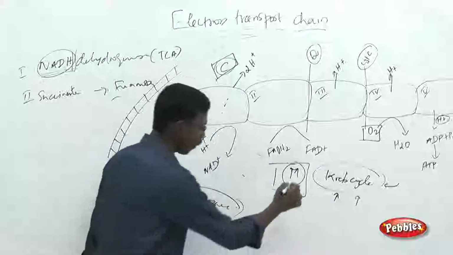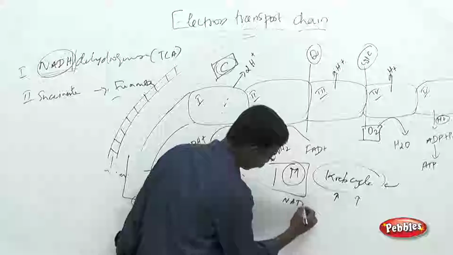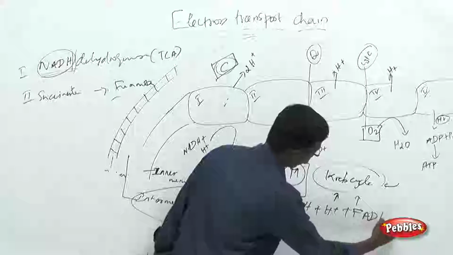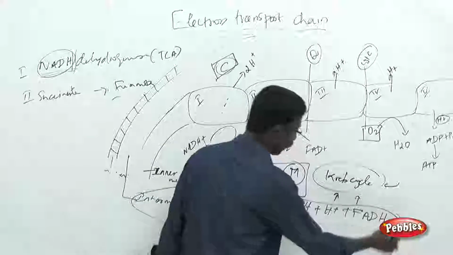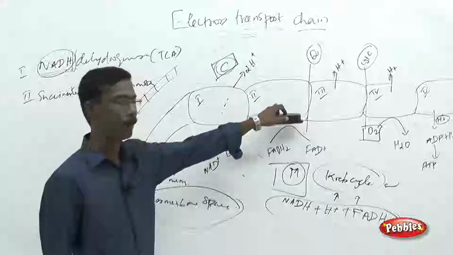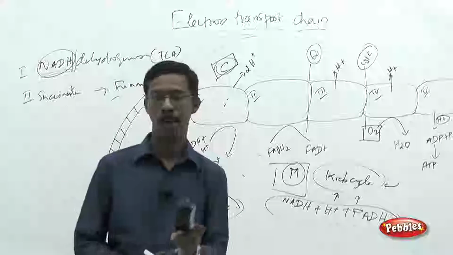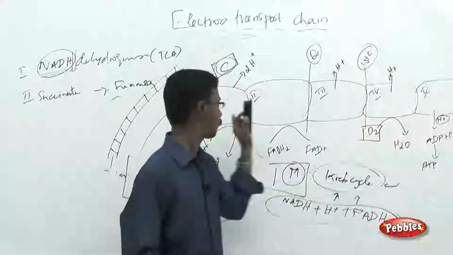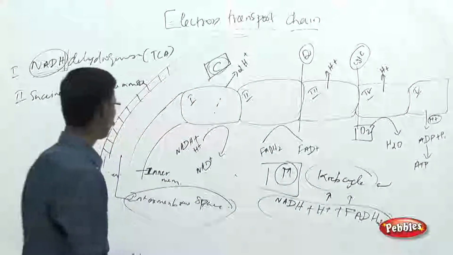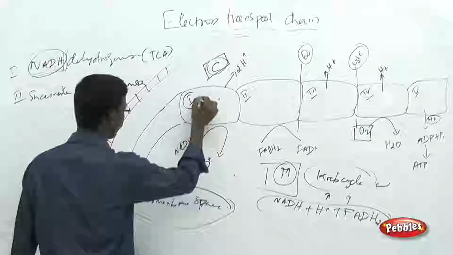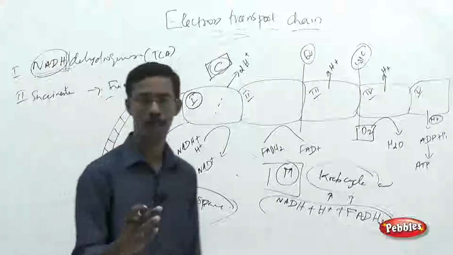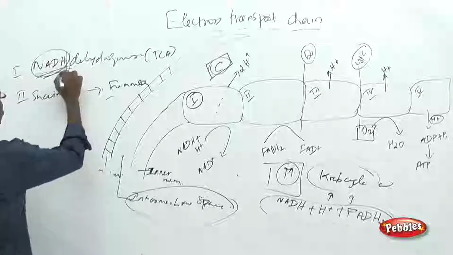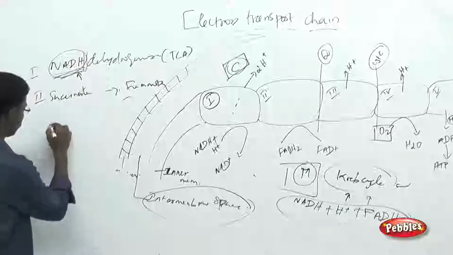The point to remember is that from the matrix side, the major products, as I told you, are NADH, protons, and FADH2 molecules. Everything is going to enter the electron transport chain, which happens in the inner membrane of the mitochondria. They are arranged in a series of complexes 1, 2, 3 and 4. Complex 1 is NADH dehydrogenase, which accepts the electrons and protons from the NADH molecule.